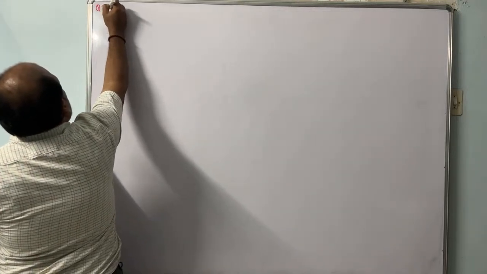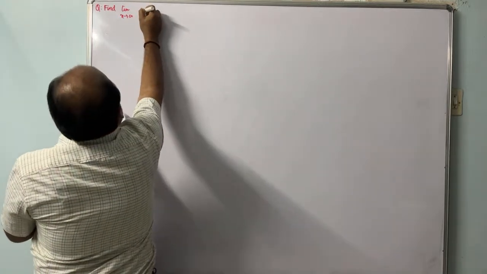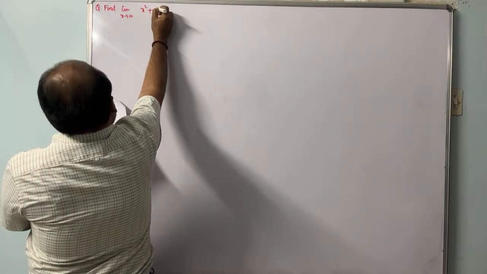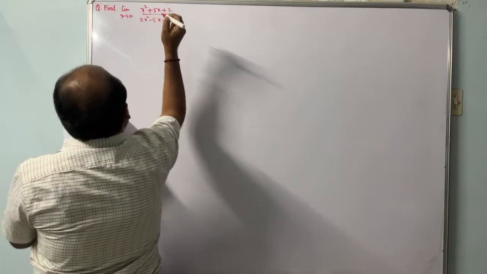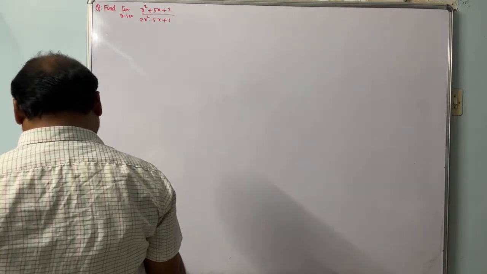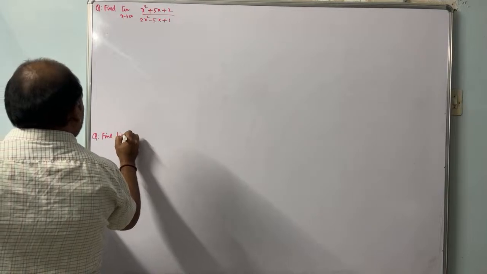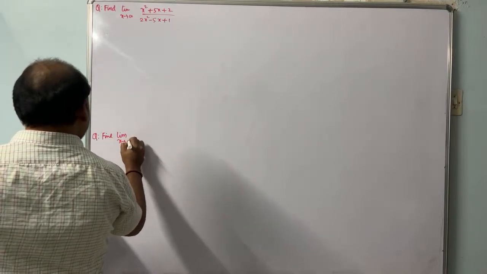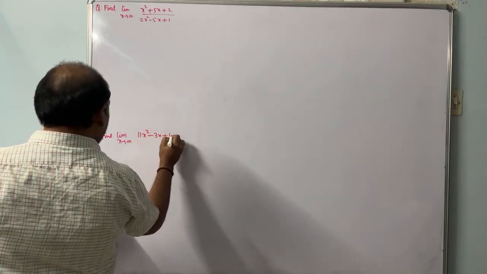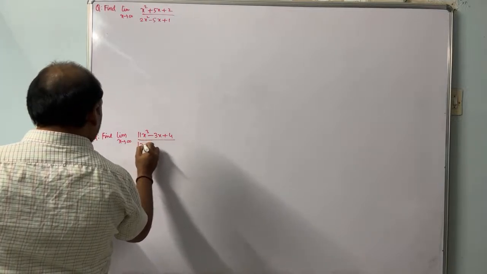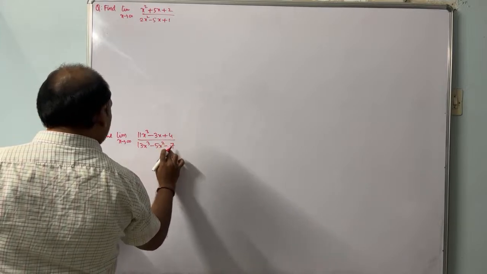So find limit x tends to infinity, x square plus 5x plus 2 divided by 2x square minus 5x plus 1. Next question, find limit x tends to infinity, 11x cube minus 3x plus 4 divided by 13x cube minus 5x square minus 7.